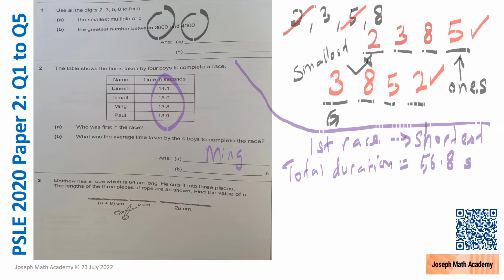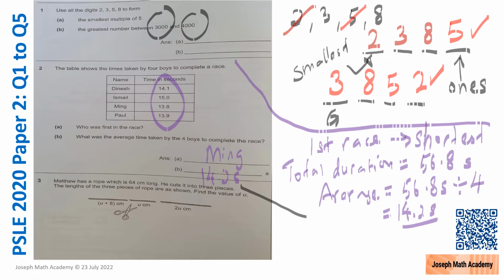Right? Before we can find the average, we need to always know that average means total divided by the number of items. So the total in this case is 56.8 seconds divided by 4 runners. So 56.8 seconds divided by 4 runners, that will give us 14.2 seconds. So meaning B is done. 14.2 seconds. Very easy, right? Okay, now we move on to the next question, which is number 3.